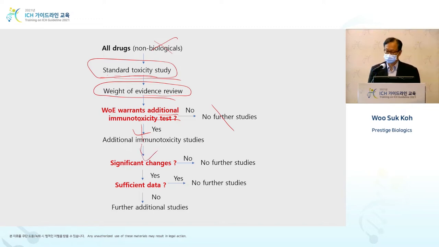If the result is serious, the mechanism must be identified. With an additional immunotoxicity test, when immunotoxicity was not detected, no further study is required. However, with the immunotoxicity study, if the data clearly indicate immunotoxicity, further additional studies are required to identify the mechanism of action.